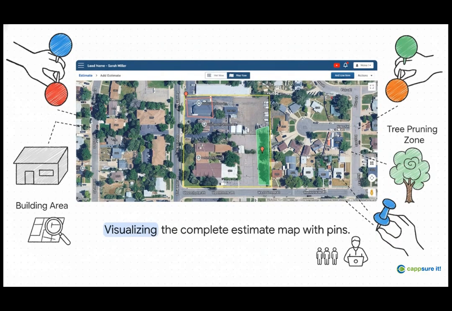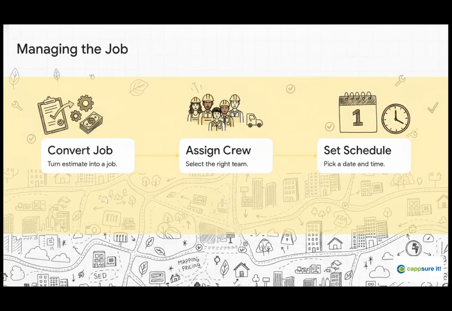What really brings this home is the visual estimate map. Just look at the numbered pins dropped directly onto the property zones. Pin 1 highlights a specific building area, while Pin 2 shows our tree pruning zone. By providing this kind of total clarity for your field teams, this comprehensive map ensures everyone, from the client reviewing the proposal to the crew actually arriving on site, knows exactly where every single line item is located on the property.